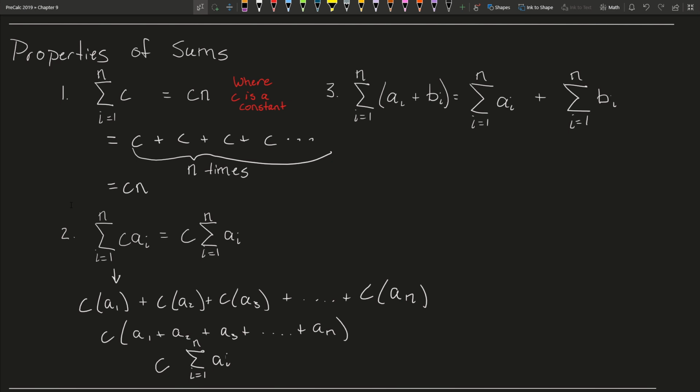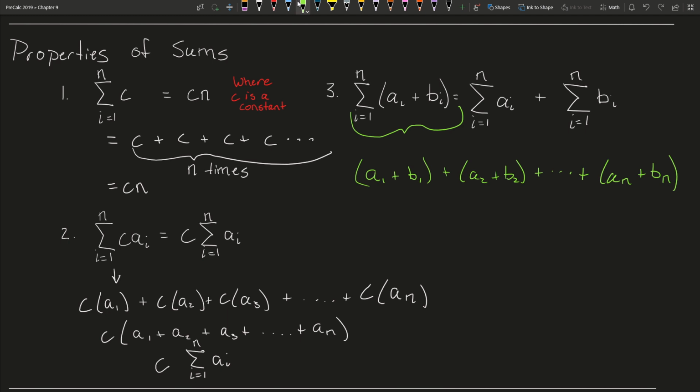And then on the third property, this is saying we want to sum ai plus bi, so we're summing two sequences together from their first term all the way till their nth term. So again, if we were to rewrite this, I'm going to do this in a different color. This would be a1 plus b1 plus a2 plus b2, and so on, all the way up until an plus bn.